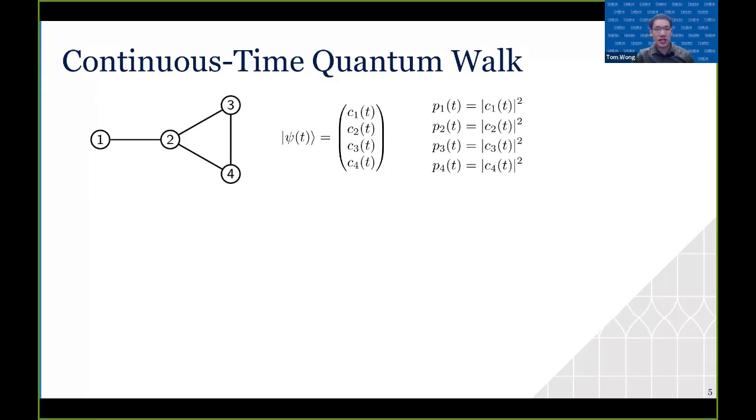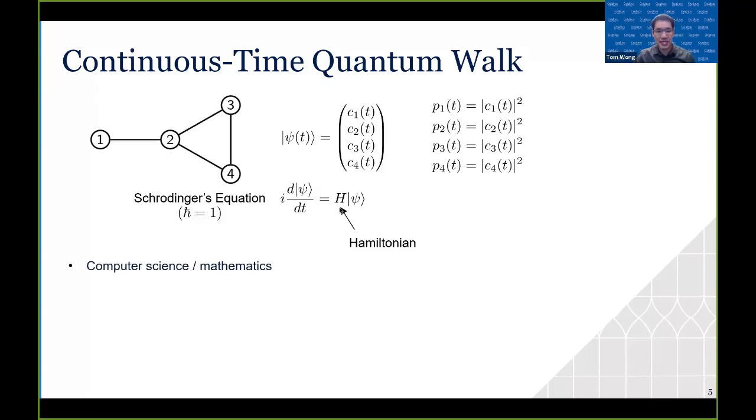Now this quantum state vector is going to evolve by a slightly different equation. It's going to evolve by Schrodinger's equation, which is the fundamental equation of quantum mechanics. If there are any physicists here, we're working in units where h bar, Planck's constant, is equal to 1. Schrodinger's equation looks like this, where you have an i times the time derivative of your state vector, and that's going to be governed by this matrix H, which is the Hamiltonian.